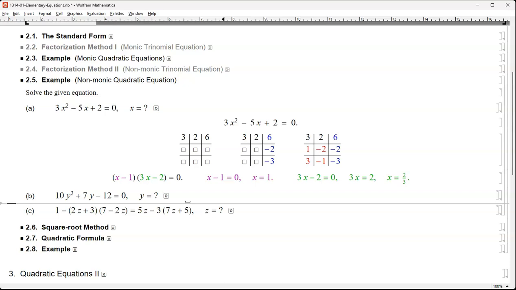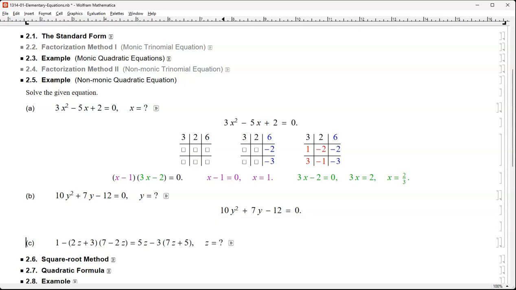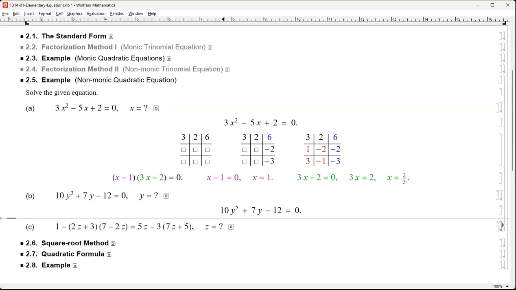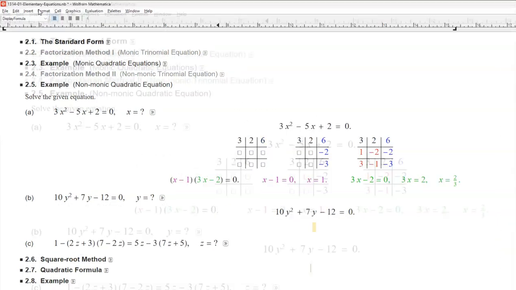Okay, let's do it one more time. So 10y squared plus 7y minus 12 equals 0. That's the problem, isn't it? And then for this problem, let's set up this tic-tac-toe board.